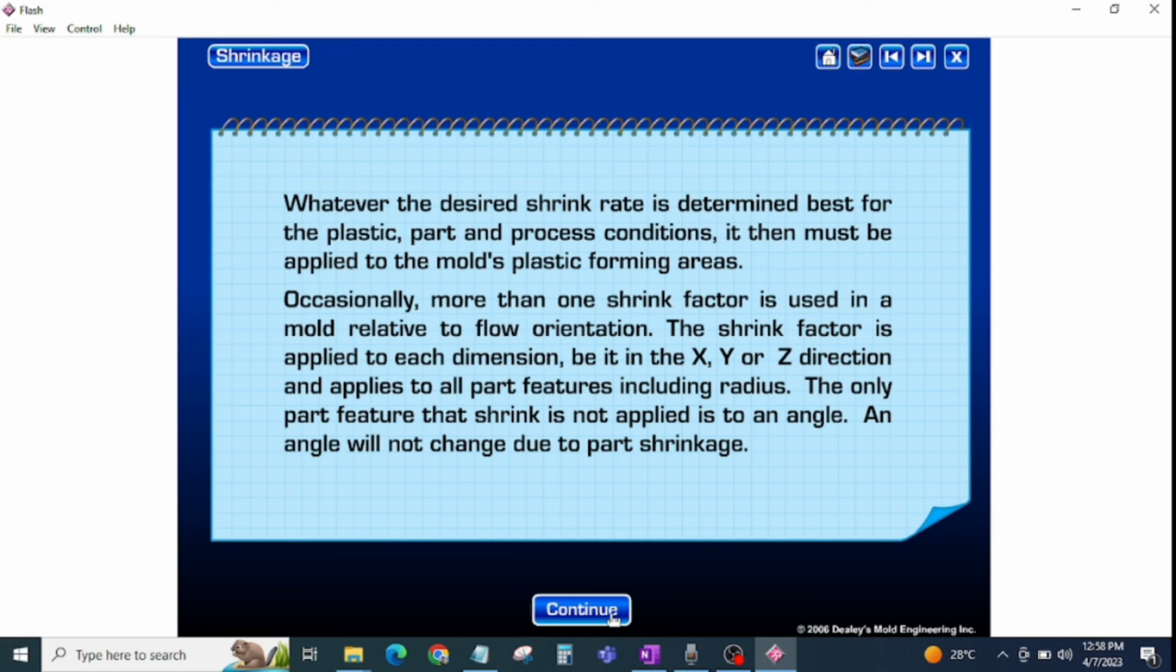The only part feature that shrink is not applied to is an angle. An angle will not change due to part shrinkage.